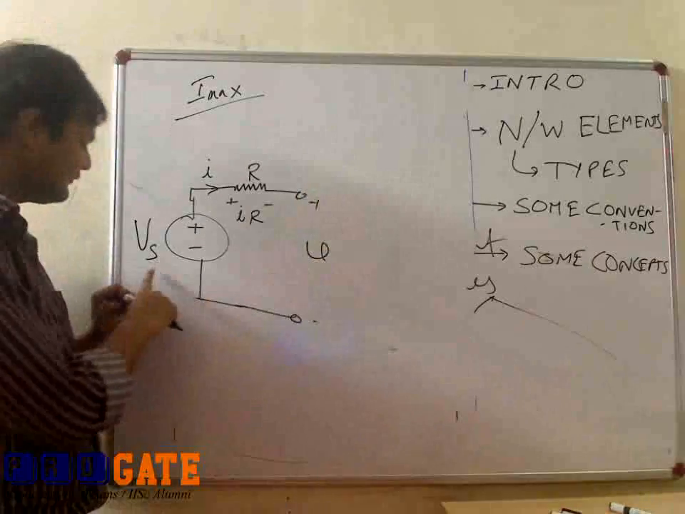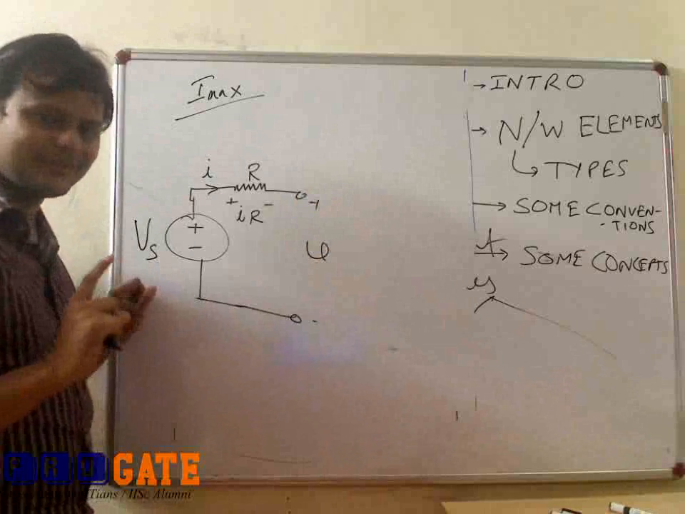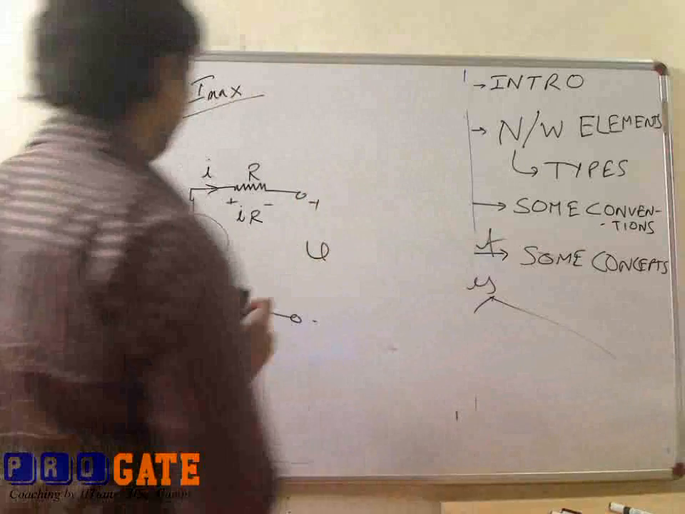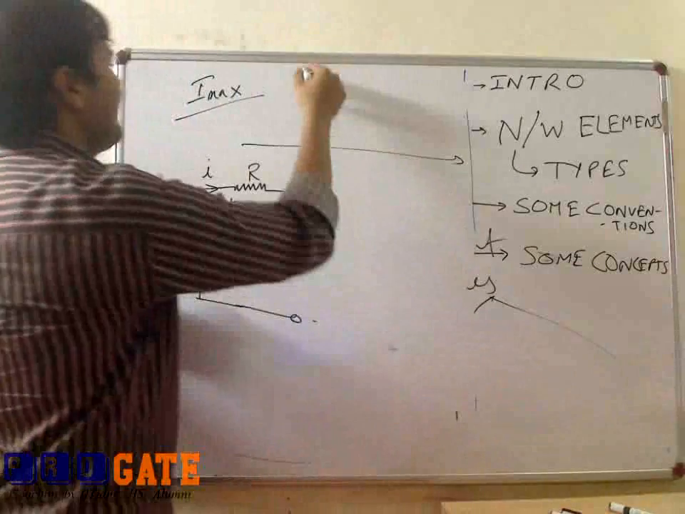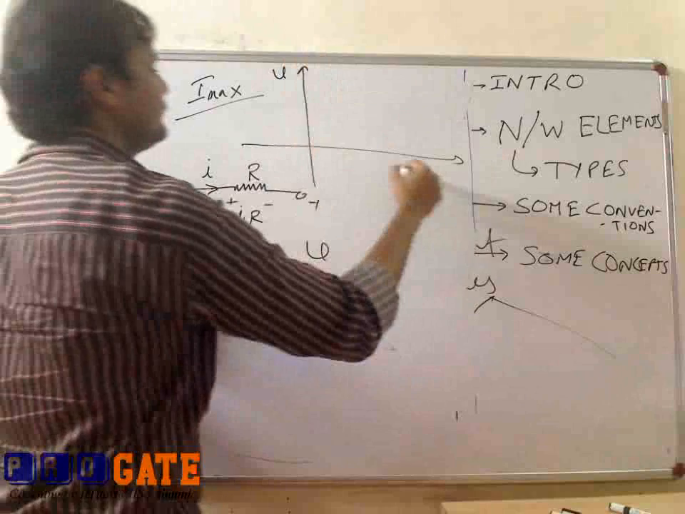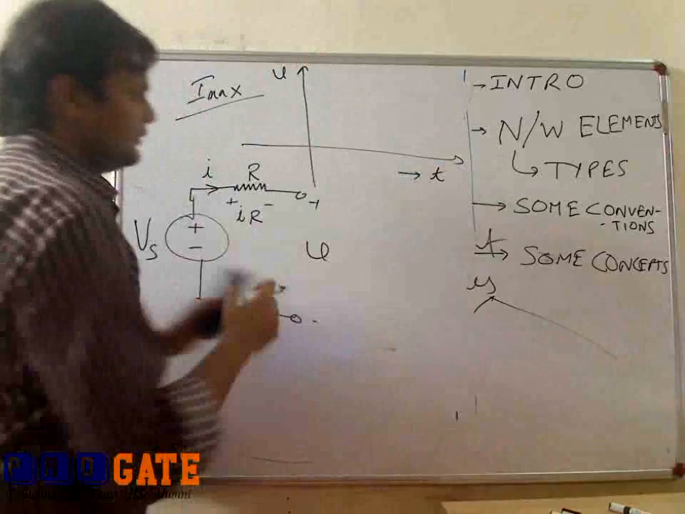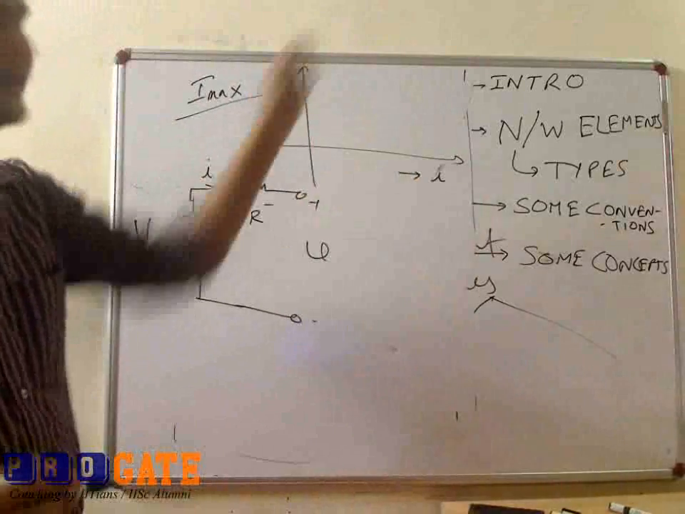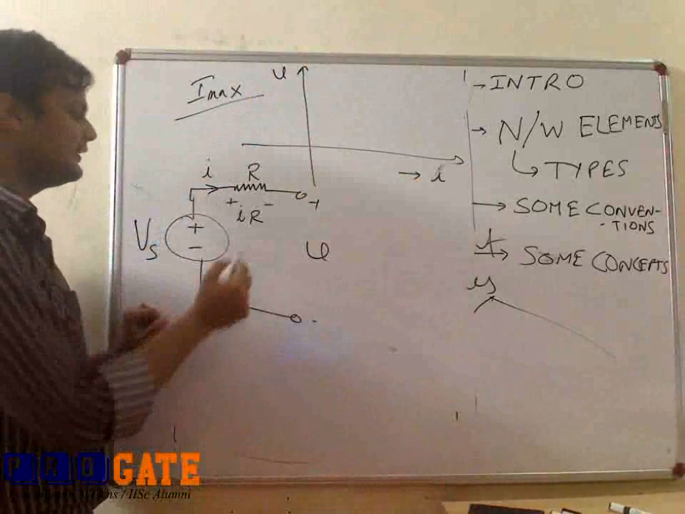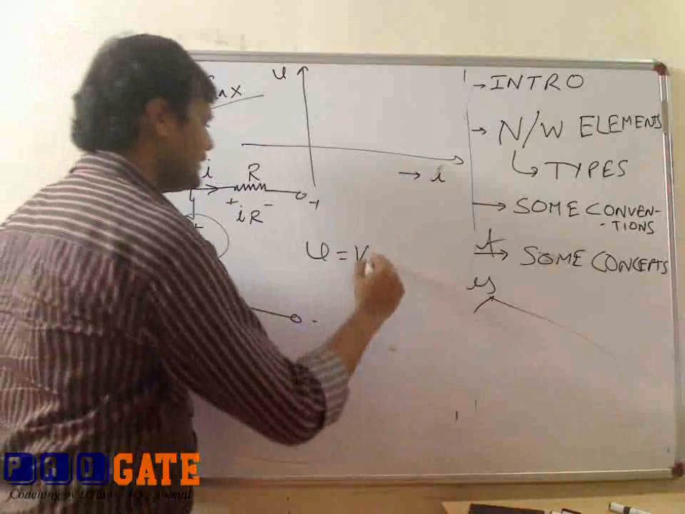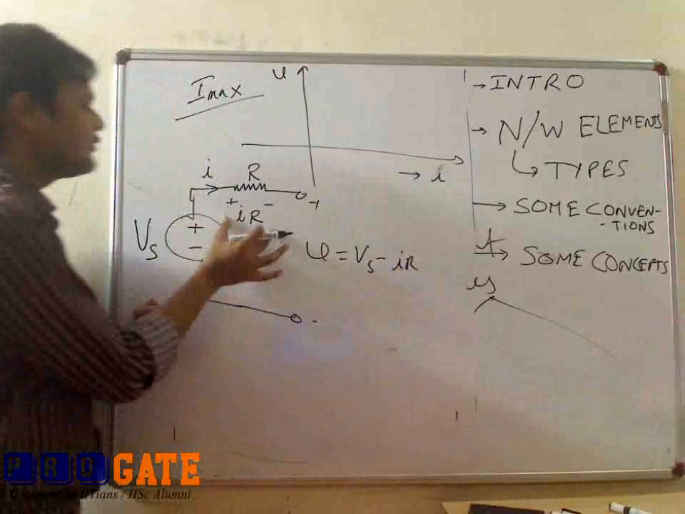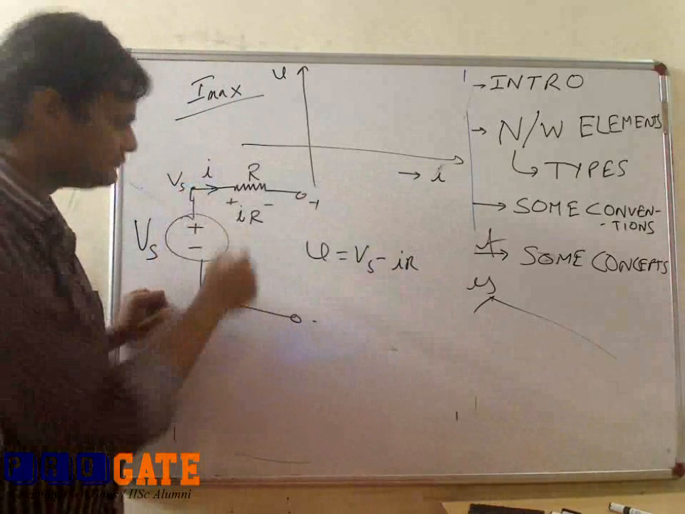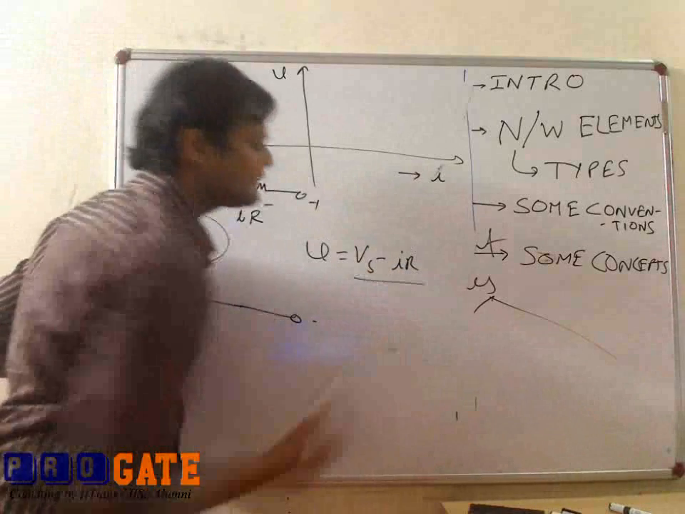Small v is the terminal voltage, Vs is the rating of that voltage source. So if I plot a graph, this is current I. So V versus I. If I plot this, then voltage drops linearly. Here this voltage V is Vs minus I into R. But some voltage is dropping here. If this node has voltage Vs, then the voltage at the terminal will be Vs minus I into R.